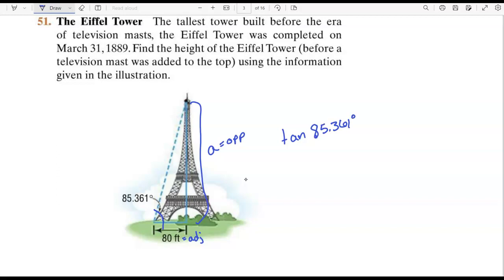85.361 degrees. And that's going to be equal to opposite, which we don't know. That's what we're looking for, over adjacent. Multiply both sides by 80. And then I'm going to do this one in my calculator, but we could do it in Desmos too. Make sure you use tangent on this. And we're going to get about 985.9 feet.